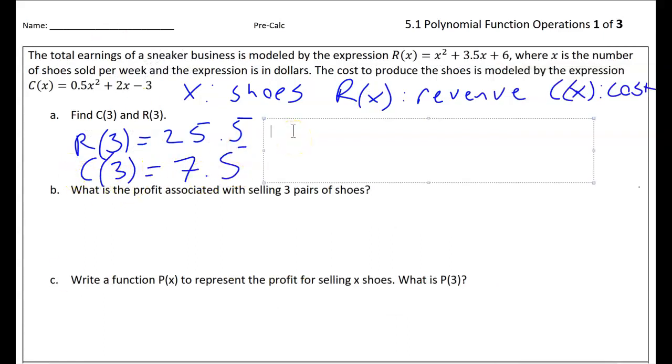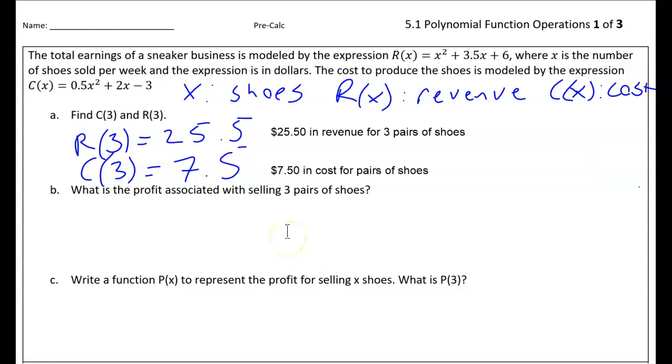We aren't asked for this here, but it's always good to know what we're finding. So R of 3 and C of 3, notice already it's useful that they have different names. R is the revenue, so this is $25.50 in revenue, meaning how much money you make, for 3 pairs of shoes. And then C of 3 is $7.50 in cost for 3 pairs of shoes.